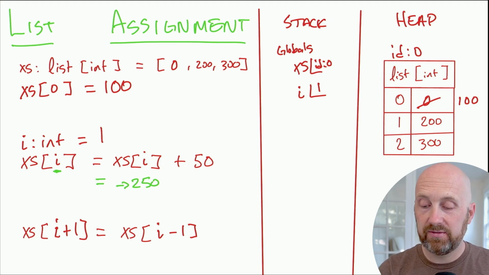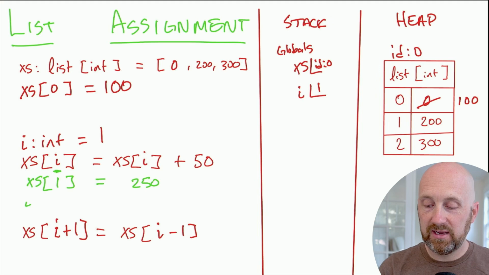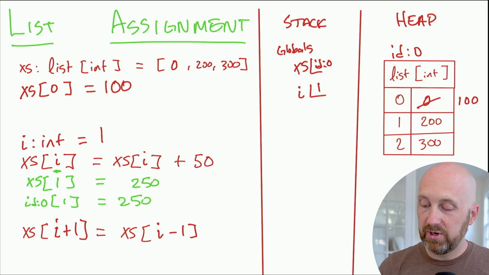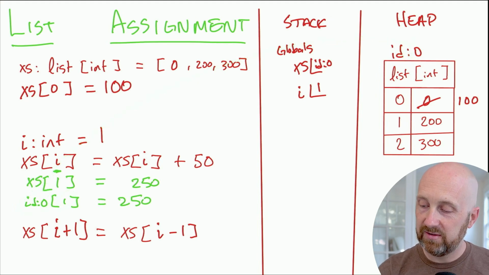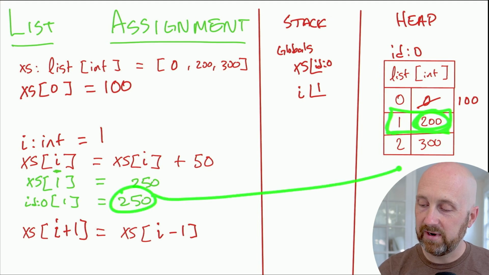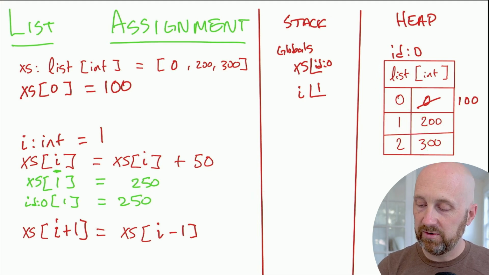So how do we think about this? Well, i is 1 in our current frame. So this is saying x's at index 1 is going to be assigned 250. Well, x's index 1, again, if we want to be pedantic, x's is ID 0 on the heap. When we go to figure out what is ID 0, well, of course, that's this location here. This is our list. What is index 1 of that list? That's this location here. And what we're trying to say is update this value to be this new value we're assigning to it. So we are going to replace 200 with 250.